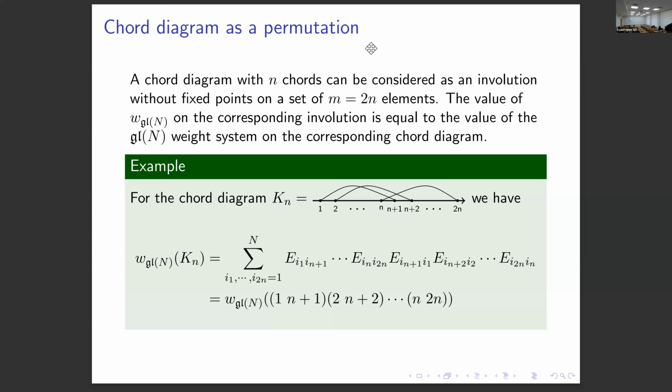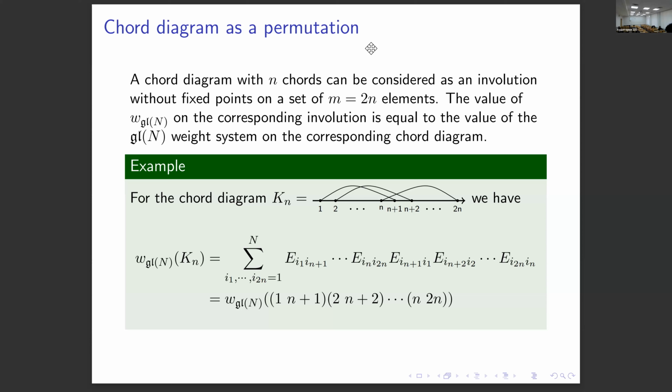Sorry, I draw it as a linear diagram, which means a cut point of the chord diagram. The chord diagram is actually n chords where each pair of chords crosses. So there are 2n endpoints, 1 to 2n, and if you cut it somewhere, the linear diagram looks like this: the chords 1 to n plus 1, 2 to n plus 2, and n to 2n.